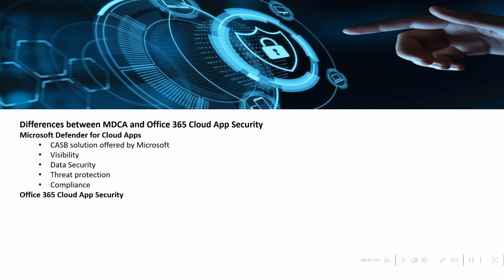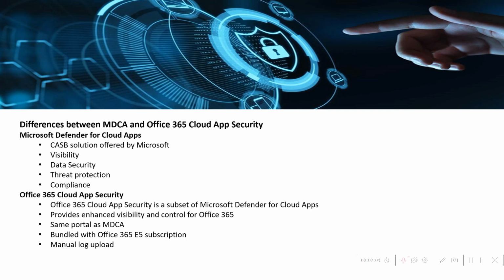Now, Office 365 Cloud App Security is a subset of MDCA, and this gives enhanced visibility and control for O365 apps. O365 Cloud App Security has access to all the features of Microsoft Defender for Cloud Apps, like cloud discovery, data loss prevention support, and threat detection, but all these features, as the name suggests, support Office 365 apps only. And this supports over 750 cloud apps, which have similar functionality to Office 365. This uses the same portal as MDCA, and this is bundled with the Office 365 E5 subscription.